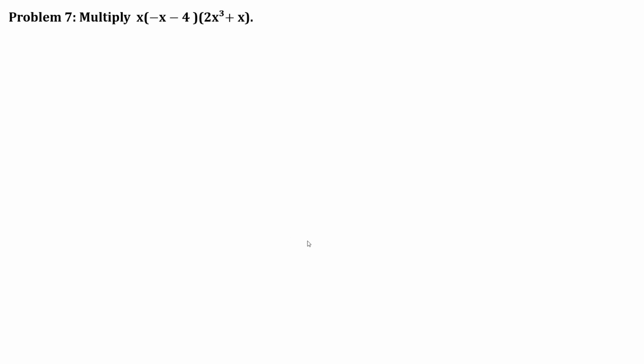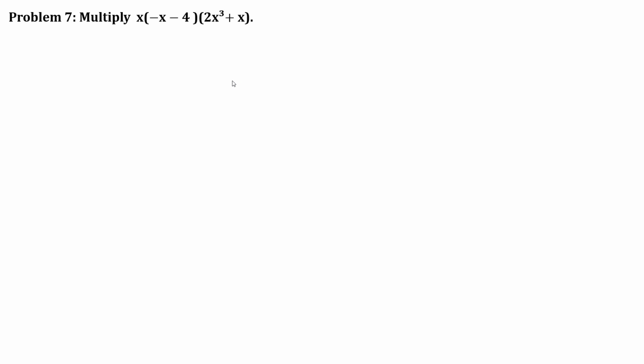All right, the last type of example we're going to look at is what if you have a product of three things. So we know how to multiply two binomials and we know how to distribute one term to many terms. What if you have both of those things together? So in problem 7, you're asked to multiply x times negative x minus 4 times 2x cubed plus x.